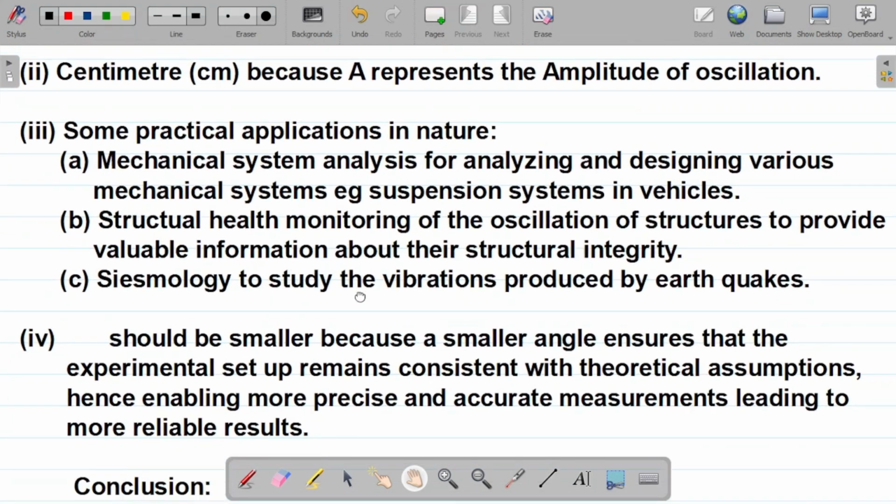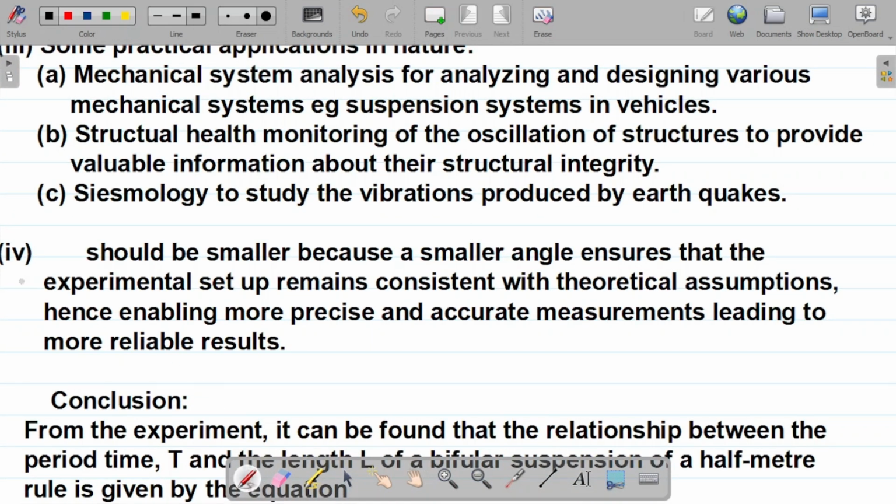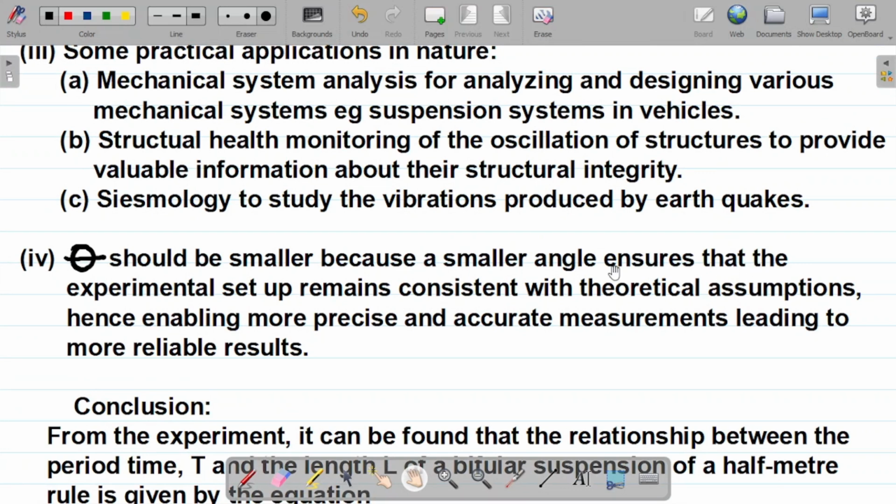All right. The next one, therefore, says, should the angle theta be smaller or bigger, and what's your reason? The answer is that theta, the angle there, should be smaller. Can you write it properly? All right. So the answer here is that theta should be smaller because a smaller angle ensures that the experimental setup remains consistent with theoretical assumptions, hence enabling more precise and accurate measurements, leading to more reliable results. So that's why theta should be made smaller and not bigger.